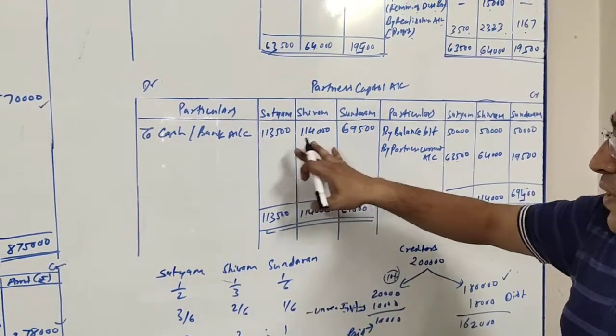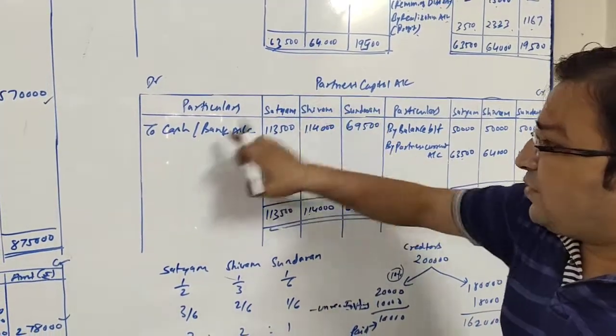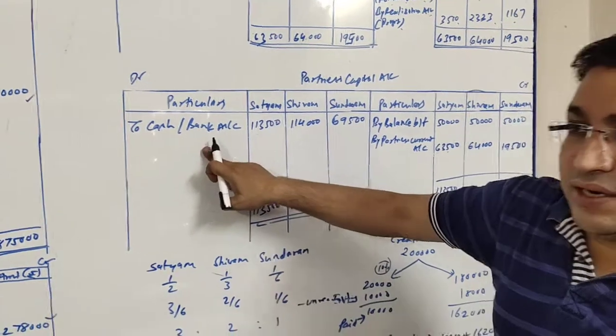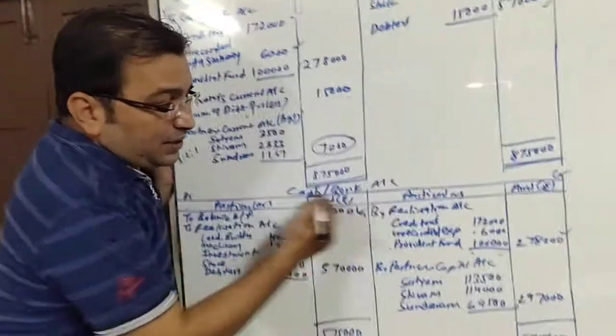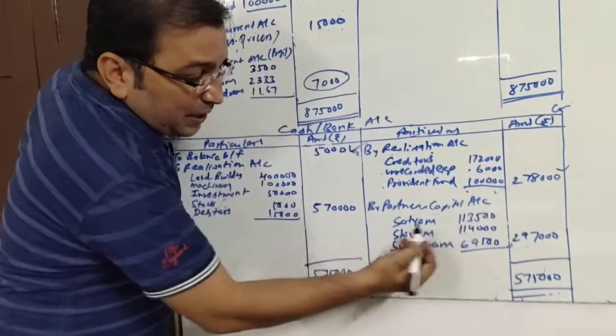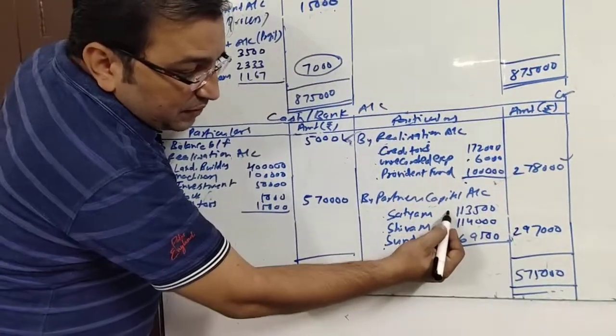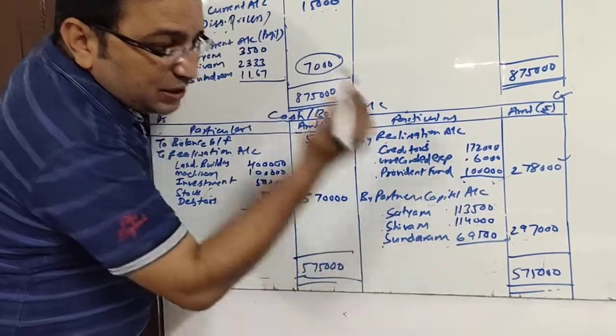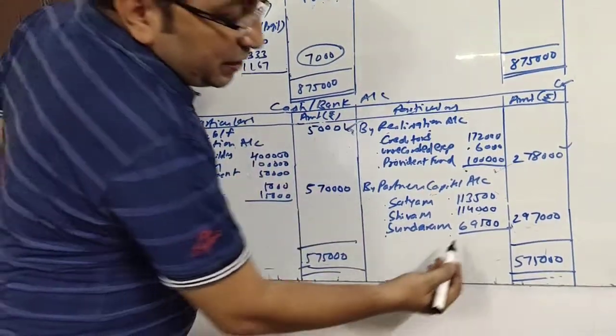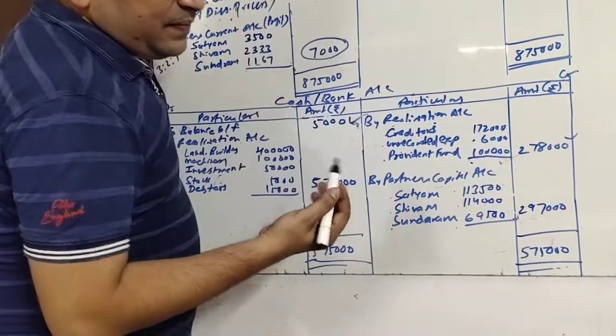Now this amount is paid to them as it is debited to partner's capital account. This will be credited to cash and bank account. So in cash and bank account by partner's capital account, Satyam, Shivam, Sundaram 1,13,500, 1,14,000 and 69,500. Total will be 2,97,000.